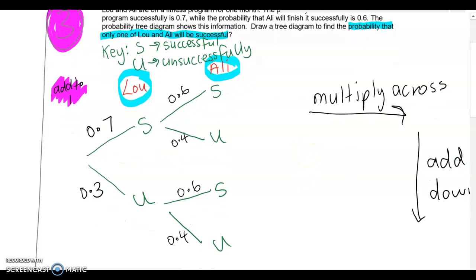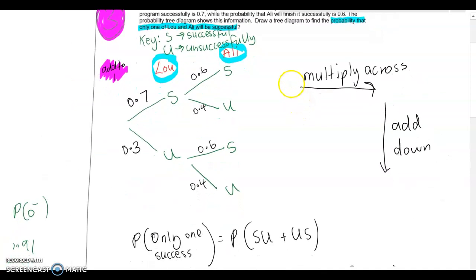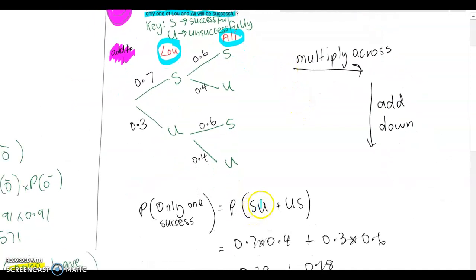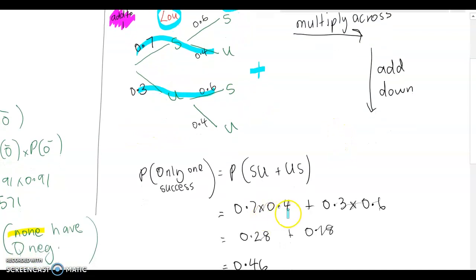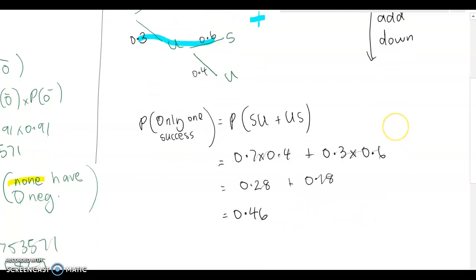If we remember that we multiply across the tree and we add when we're going down, we're just about there. So we want to find the probability that only one of Lou and Ali is successful. So that would be a success and an unsuccess, and an unsuccess and a success. So we're looking at that branch there and that branch there, and then we're going to add them together. 0.7 by 0.4 plus 0.3 by 0.6, add those together, and we get a probability of only one success as 0.46.